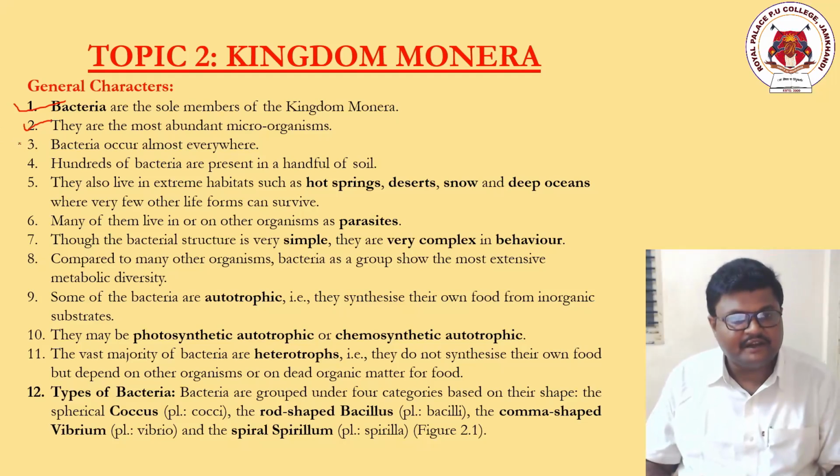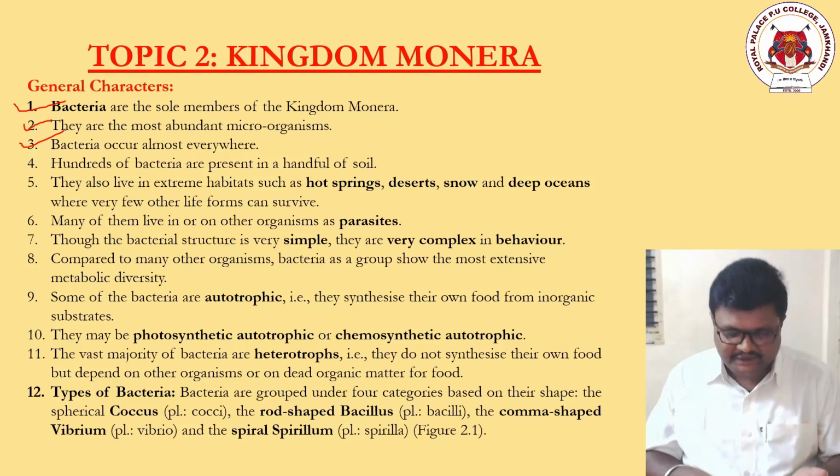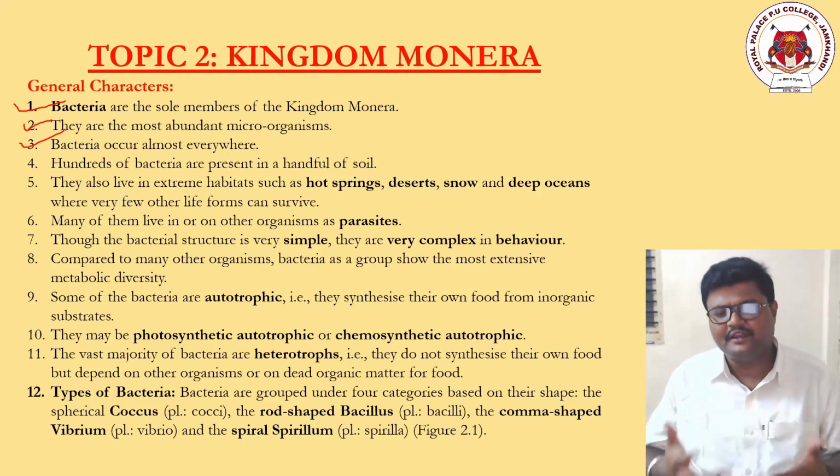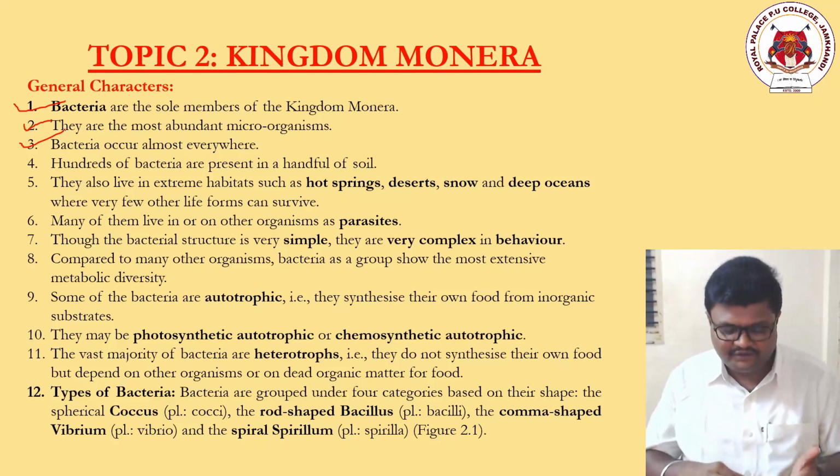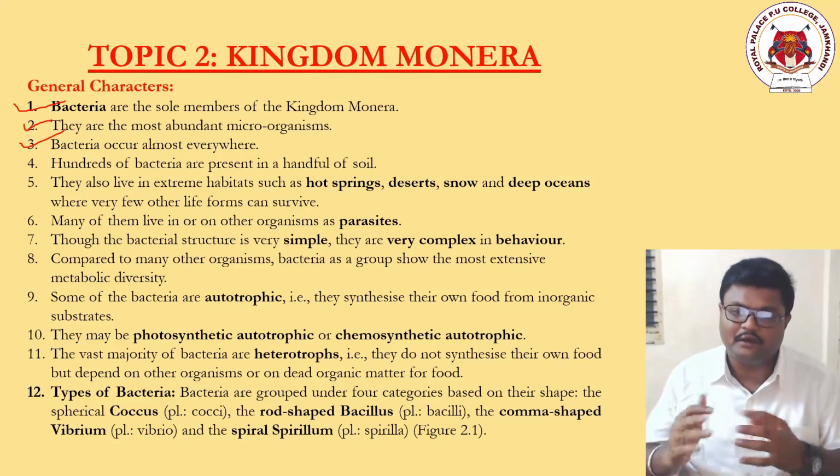Now the third point says that the bacteria occur almost everywhere. What do you mean by that? Our planet Earth has divided itself into different categories, children. The Earth is divided into water places, land places, air space, and mixed content. What I am trying to say is that we can find different localities, different regions, different geographical areas. We see water, sunlight, air, soil, and a lot of things.